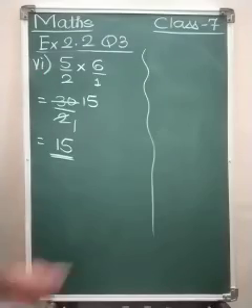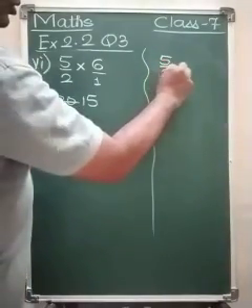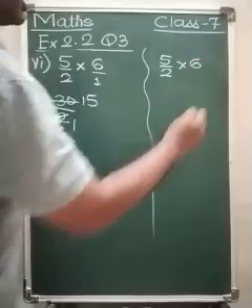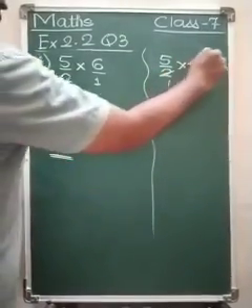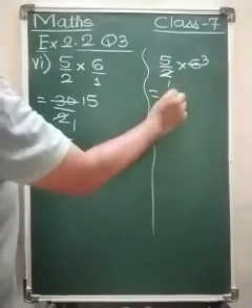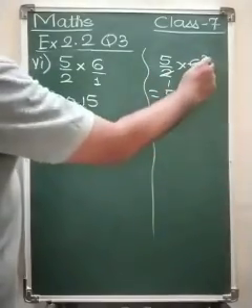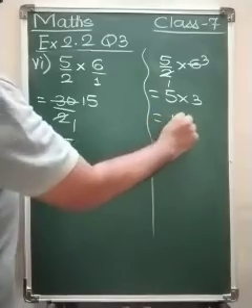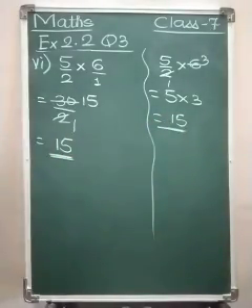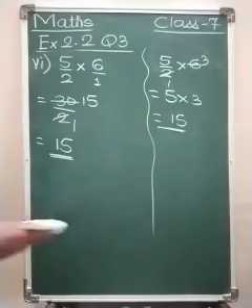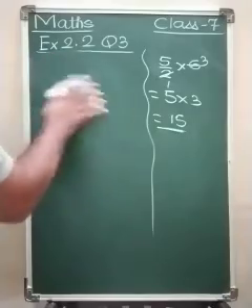The other way to do this sum is 5 upon 2 multiplied by 6. Here we can see 2 and 6 have common factors. 2 ones are 2, 2 threes are 6. Now here we get 5 multiplied by 3, as 3 is left. So we get the answer 5 threes are 15. The answer is the same. One more sum we will solve quickly and then we will stop. 6 sum we have solved.